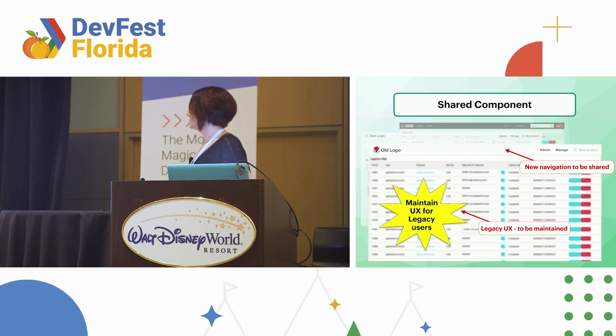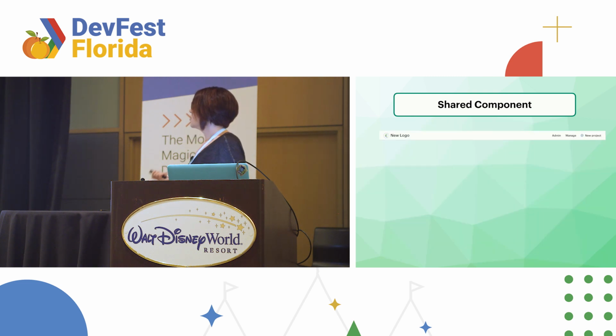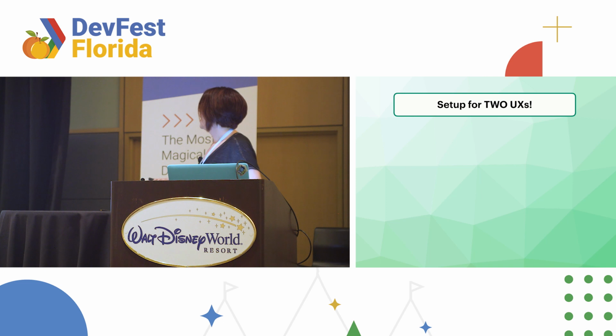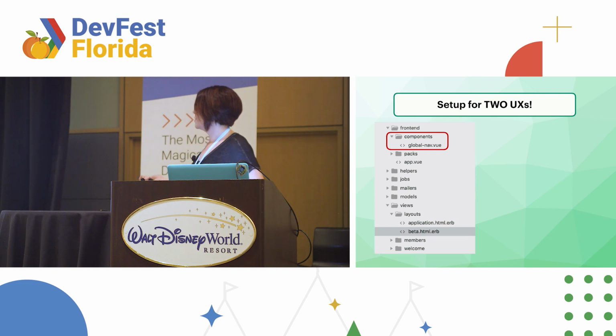And you're going to see how I do that, how I maintain that user experience for legacy users while also peppering that legacy user experience with VueJS components. So here is the nav, the global nav. It is one component to rule them all. And we're going to set that up for 2 user experiences. So we'll start with that components directory where I put in global nav.view.